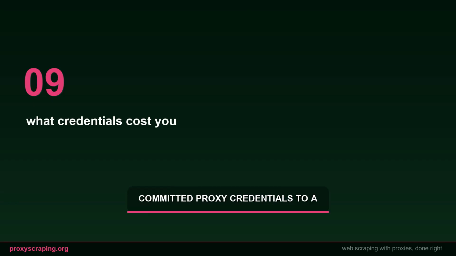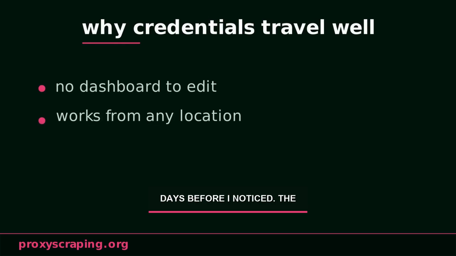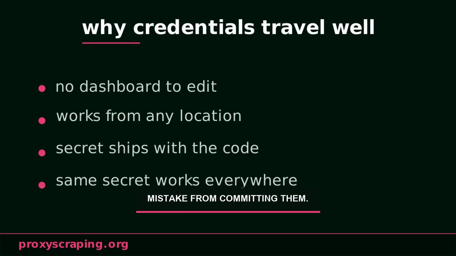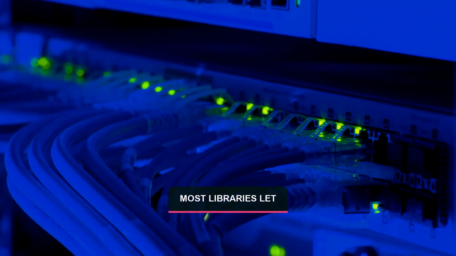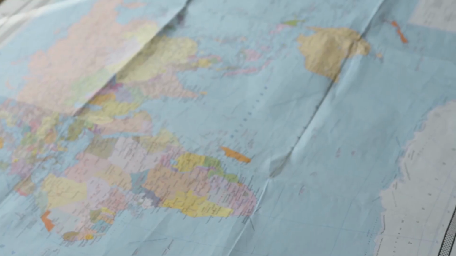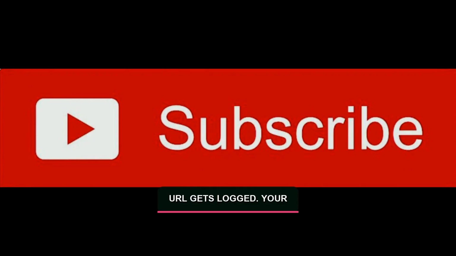I have committed proxy credentials to a repository more than once, and one of those repositories was public for about 2 days before I noticed the credential in the URL. Here is the specific mistake, and it is a different mistake from committing them. Most libraries let you write the proxy as a single URL with the username and password sitting inside it. It is compact, it works, everybody does it. Then that URL gets logged.